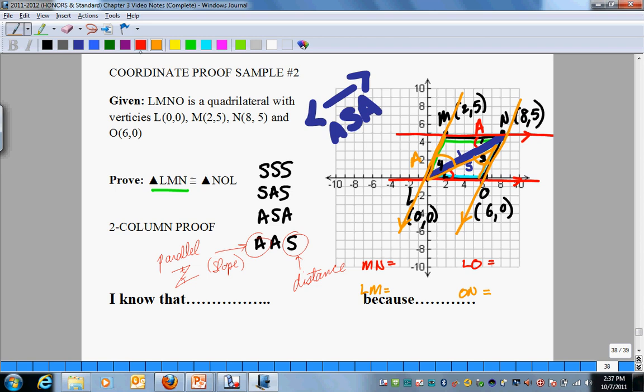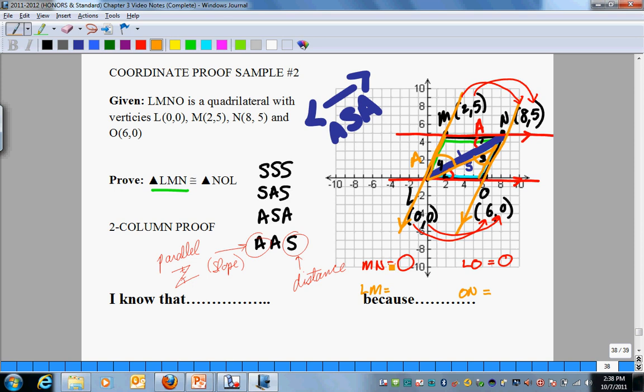Slope is y minus y over x minus x. So for M to N, I'm going to go 5 minus 5 over 2 minus 8. Well, 5 minus 5 is 0, and 0 over anything is just 0. And then I can go this way, y minus y, 0 minus 0 over 0 minus 6. Once again, 0 over anything is 0.